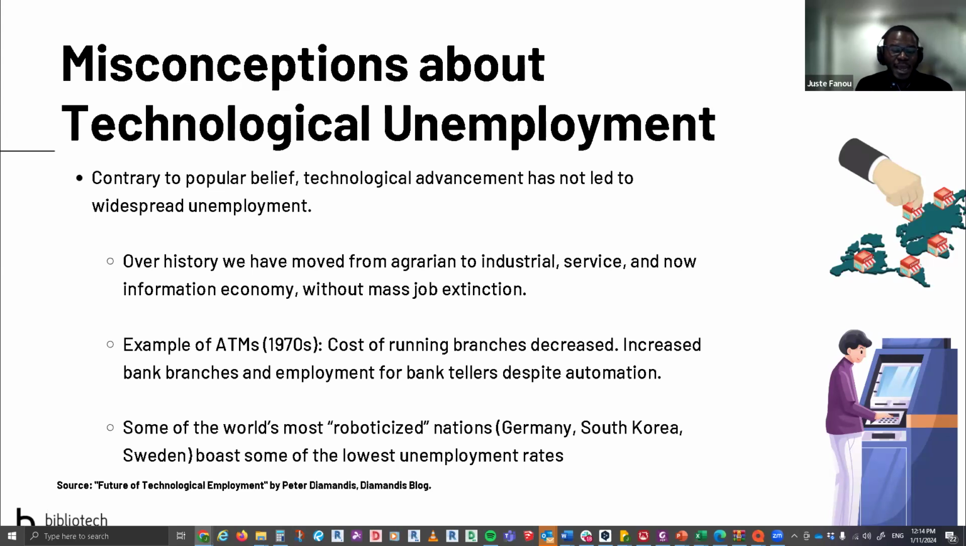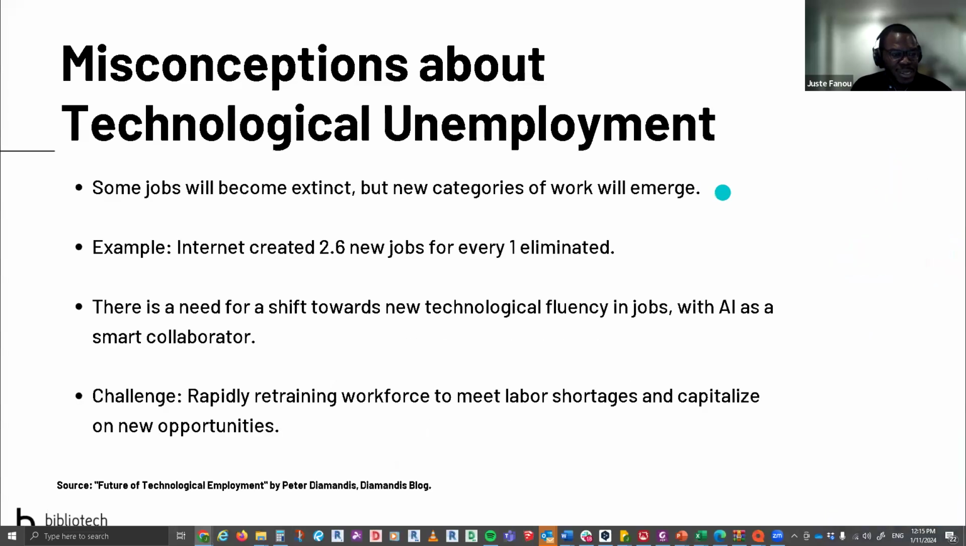And I think we all kind of agree that we're in somewhat of a labor shortage right now, despite all these advancements in AI. So oftentimes capacity is increased and we actually need more people to be able to do these jobs. Now, will some jobs disappear? Absolutely. Some jobs will become extinct, but there'll be new categories of work that will emerge. So for example, the internet created 2.6 new jobs for everyone that was eliminated. And then obviously you can look up all this information on this blog. That's where I'm quoting from.